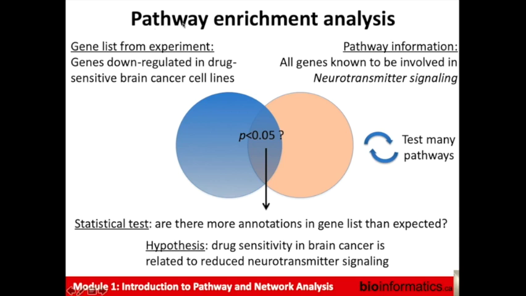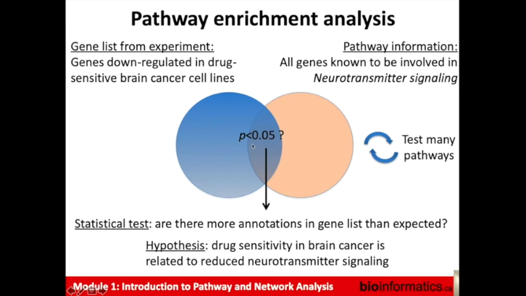So a standard pathway enrichment analysis considers a list of genes from your experiment, for instance, all the genes that are downregulated in a brain cancer cell line, and that's represented by this blue circle. And then we compare the genes in this blue circle with known pathways. So we might have a list of genes that are associated with a pathway called neurotransmitter signaling. This might have 100 genes in it, and we ask the question, what's the overlap of the neurotransmitter genes with my list?